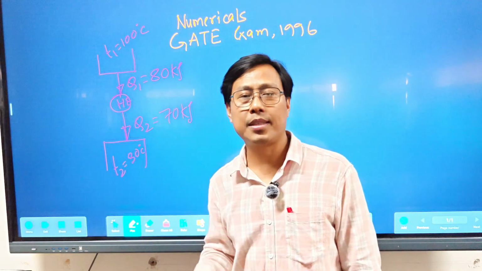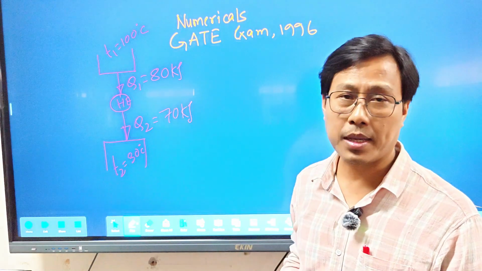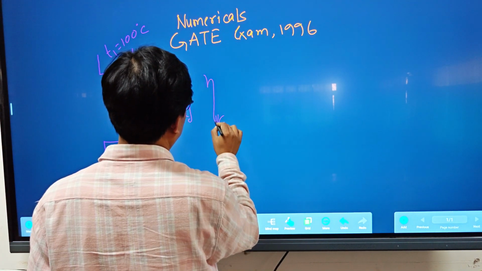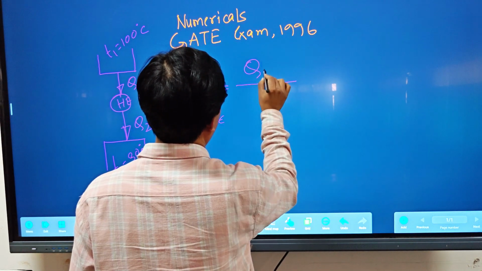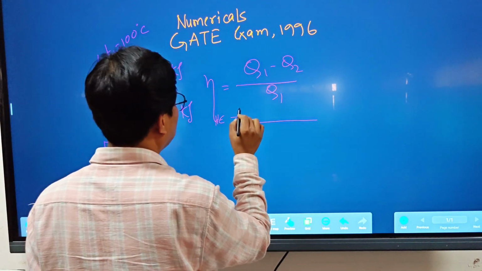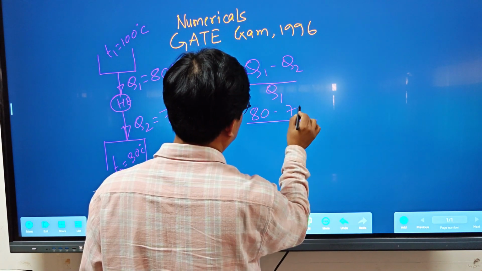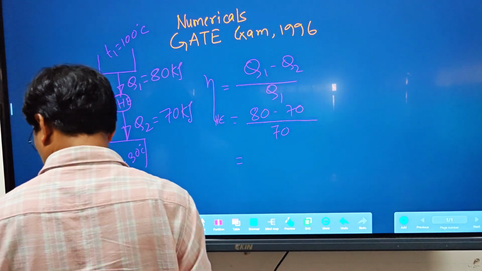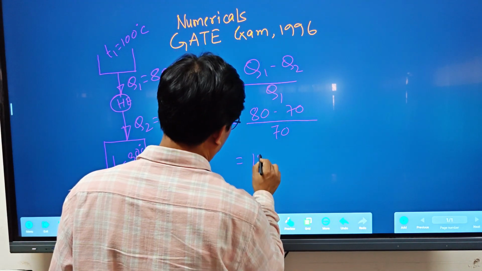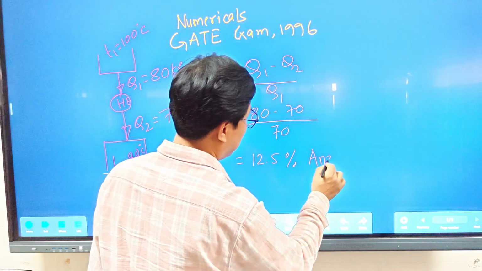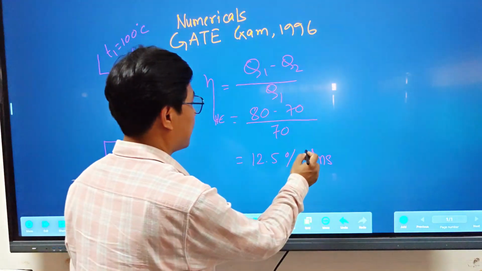As we know, the efficiency of that heat engine depends on these two values. The efficiency of the heat engine equals Q1 minus Q2 by Q1. So simply substitute the values of heat: this is 80, this is 70, and this is 80. If you calculate, you will find the value equals 12.5%. So this is the answer for the first problem.